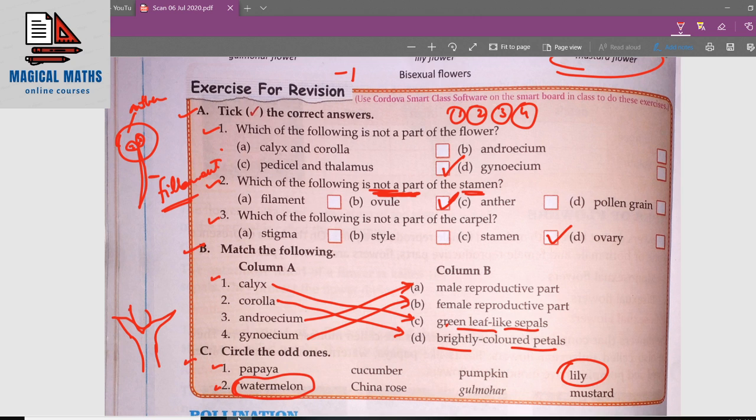So do these three questions, do this whole exercise in your copy, and this is all for today.